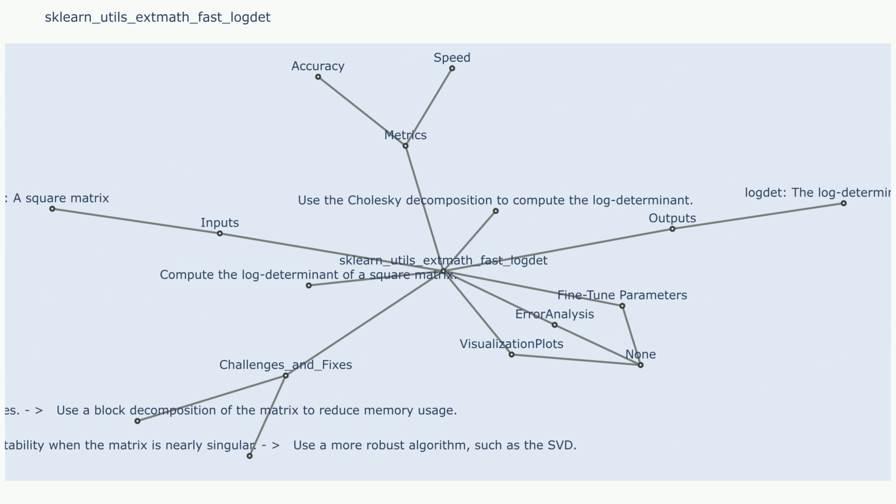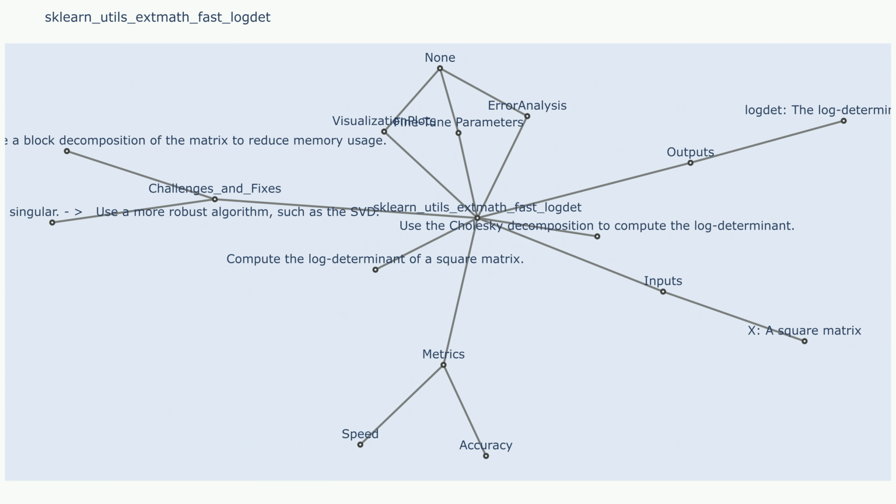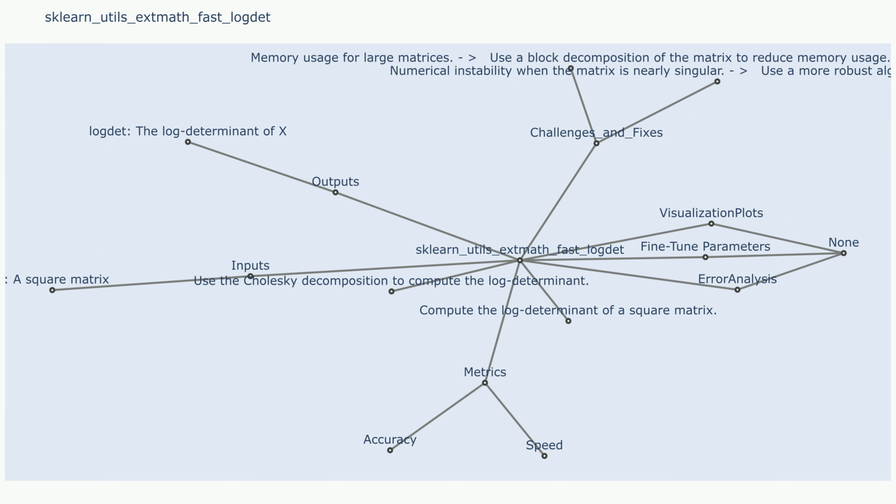Visualization plots: heat map of log determinant values. A heat map visualization can be created to display the log determinant values for different input matrices, allowing for the observation of patterns and trends in the results. Fine-tune parameters: none. The fast_logdet function does not have any tunable parameters. Uncertainty methods: none. The function does not provide any uncertainty estimates or confidence intervals.